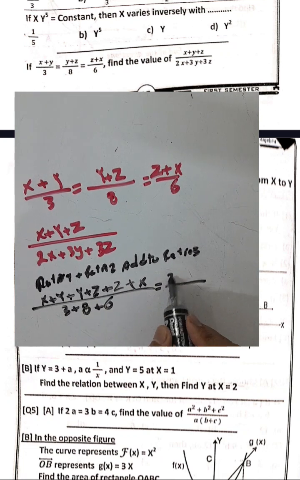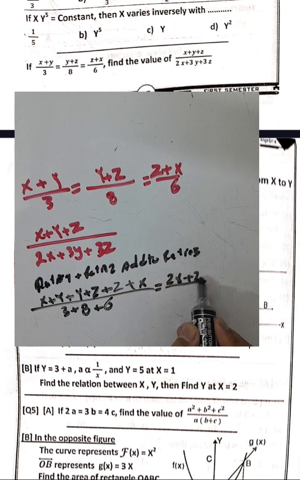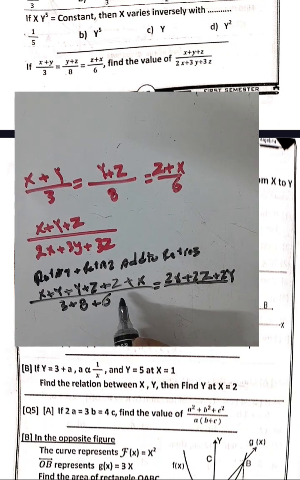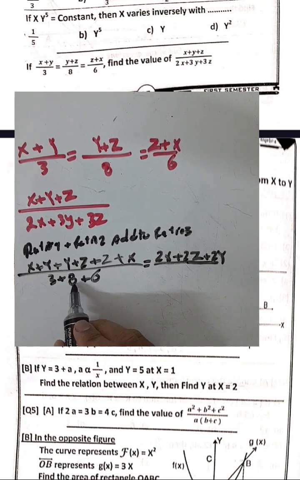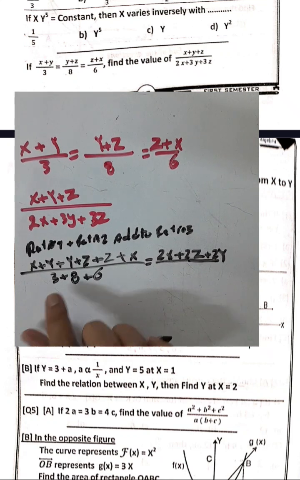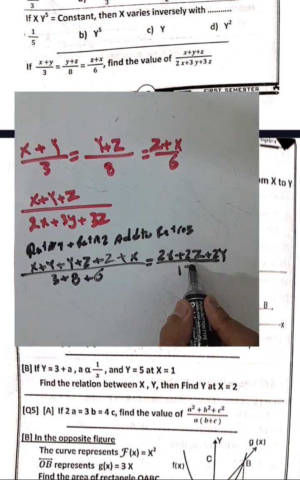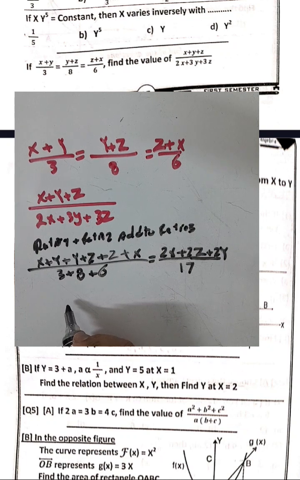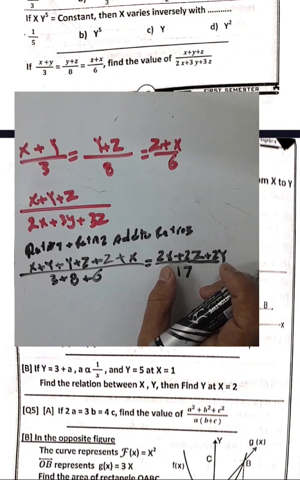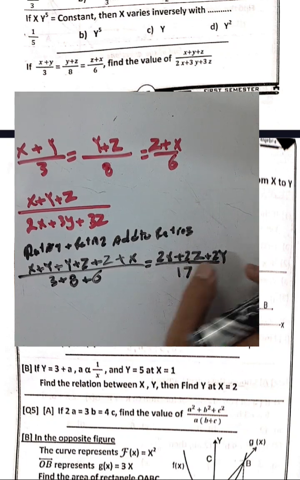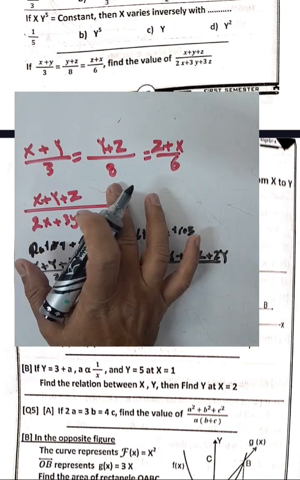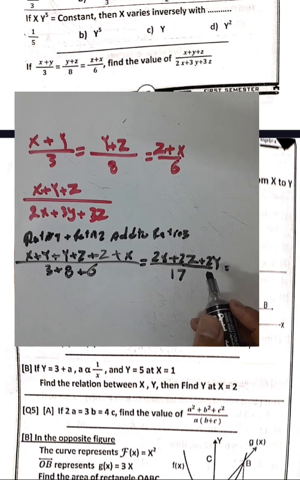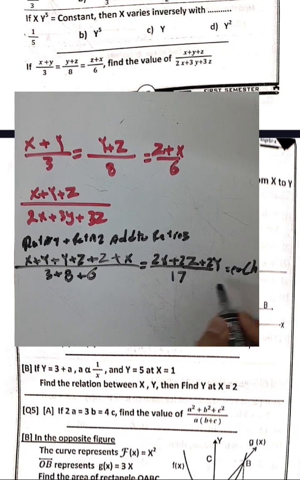x plus x will be 2x, z plus z will be 2z, and y plus y will be 2y. In the denominator, 3 plus 8 is 11, plus 6 equals 17. Then you can write 2x plus 2z plus 2y over 17, which equals each one of the ratios.